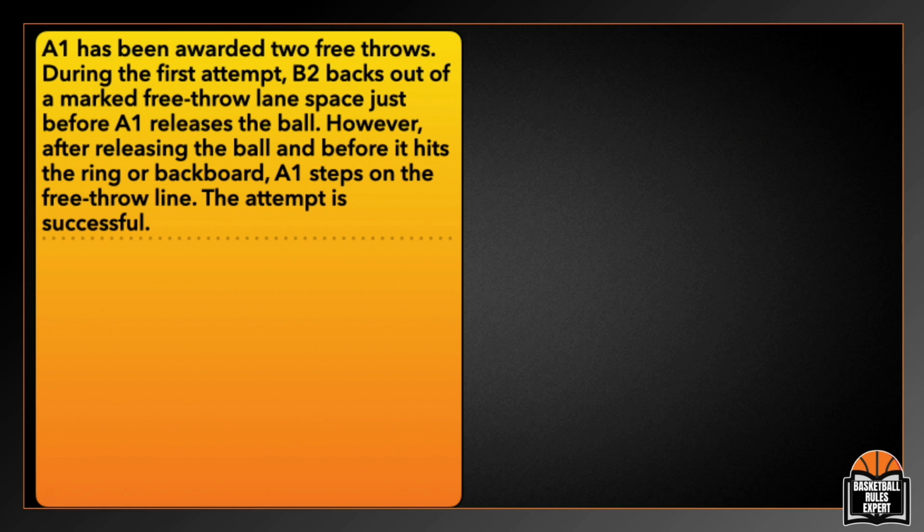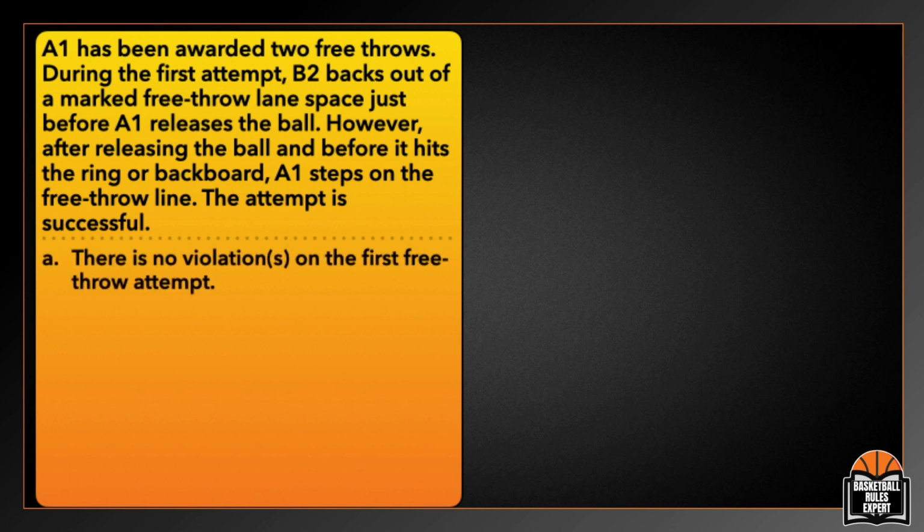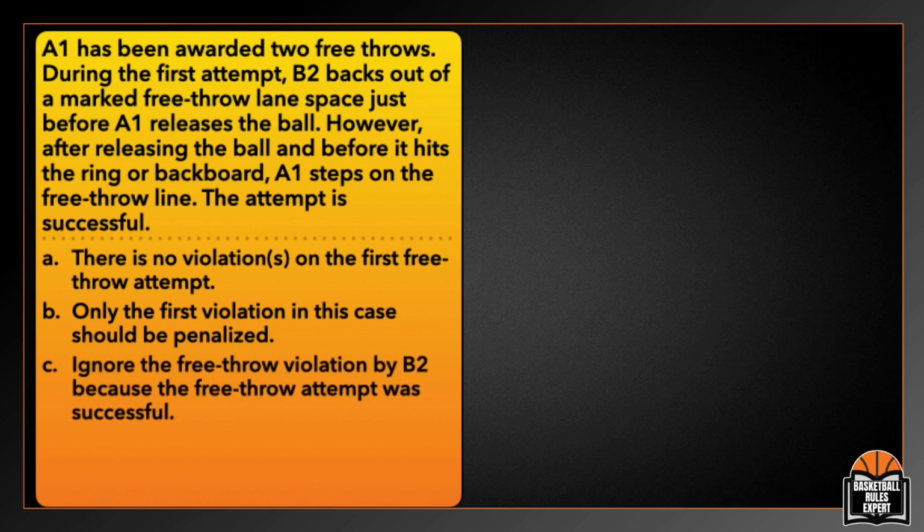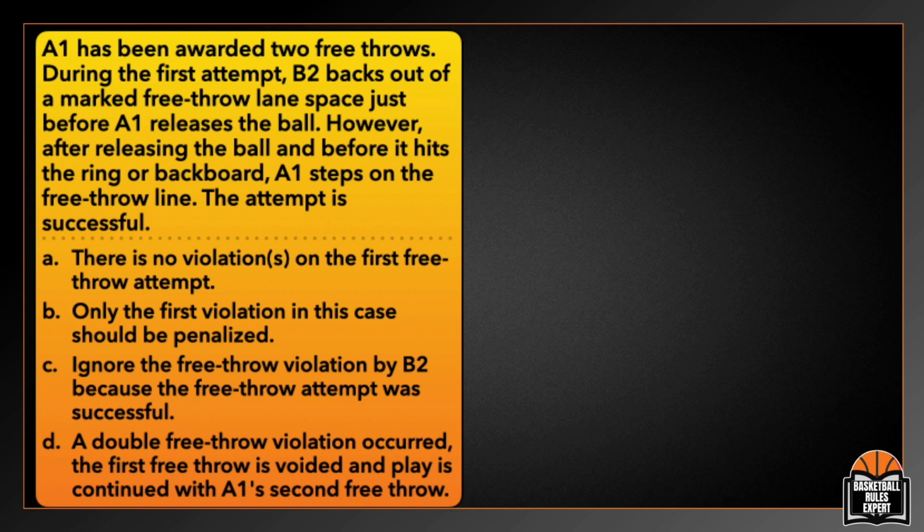A1 has been awarded 2 free throws. During the first attempt, B2 backs out of a marked free throw lane space just before A1 releases the ball. However, after releasing the ball and before it hits the ring or backboard, A1 steps on the free throw line. The attempt is successful. A, there is no violation on the first free throw attempt. B, only the first violation in this case should be penalized. C, ignore the free throw violation by B2 because the free throw attempt was successful. Or D, a double free throw violation occurred, the first free throw is voided, and play continues with A1's second free throw.